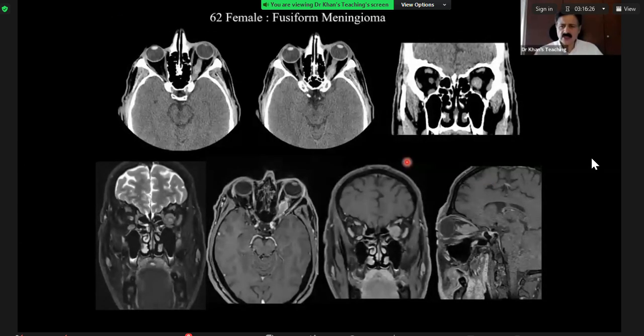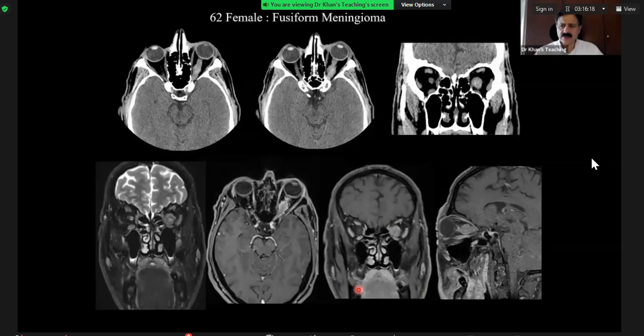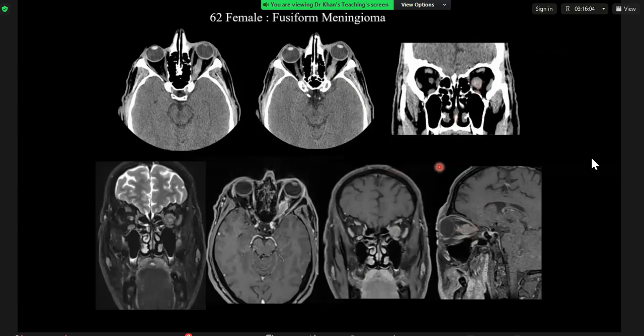Now, we are talking about the meningiomas of the optic nerve. They can have various kinds of shapes. So tram track sign is one shape, but it can be more fusiform, it can be globular. So just to highlight that it can have various kinds of shapes.